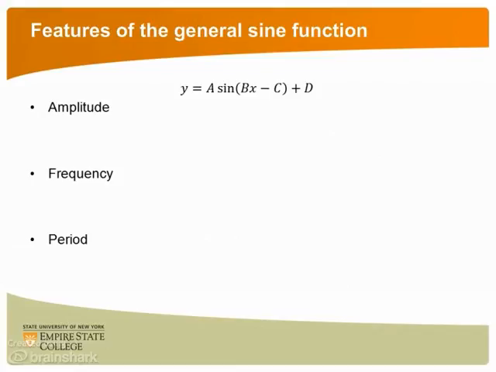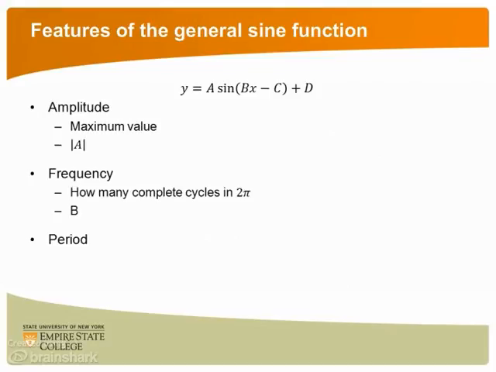Suppose we have a generic sine function, y equals a times the sine of the quantity bx minus c, plus d. The features we will consider first are the amplitude, the frequency, and the period. The amplitude is the maximum value for the function. It can be found by taking the absolute value of the a value, whatever the trigonometric word is being multiplied by.